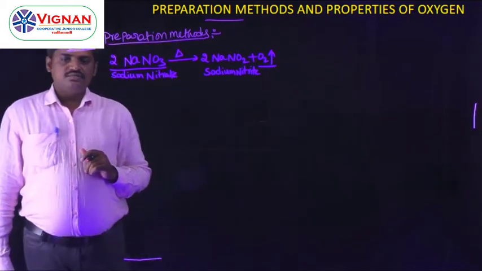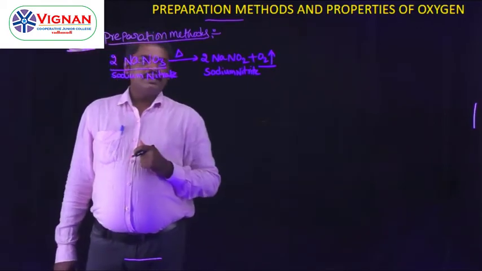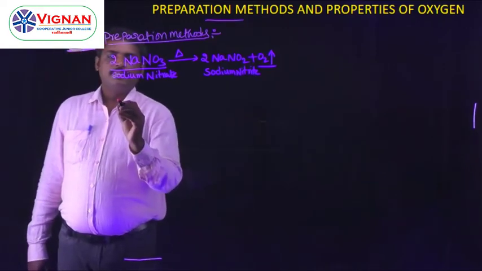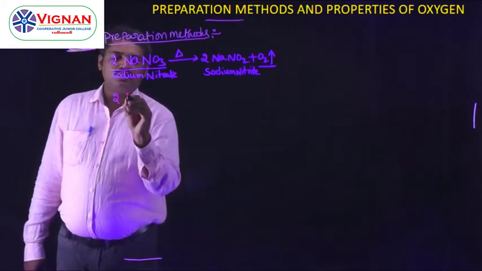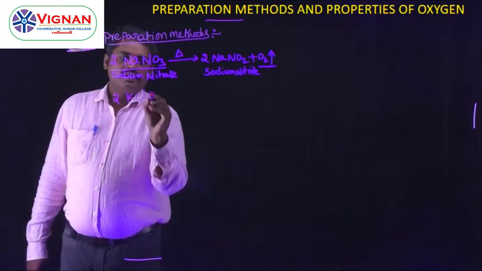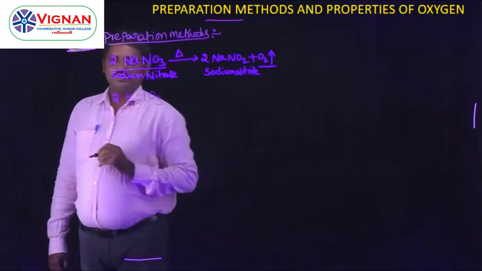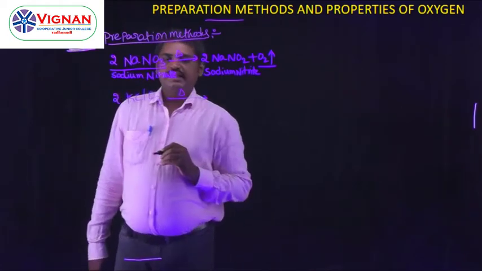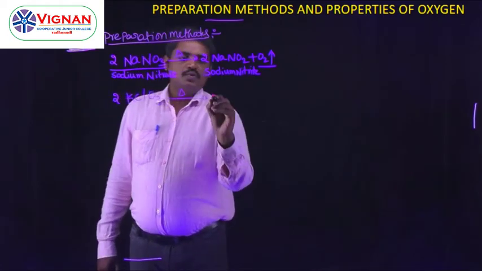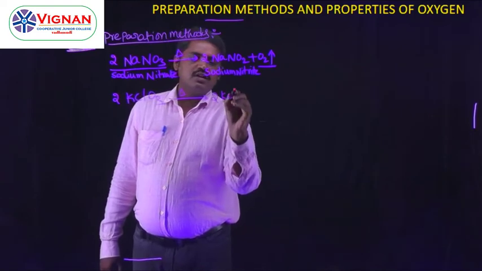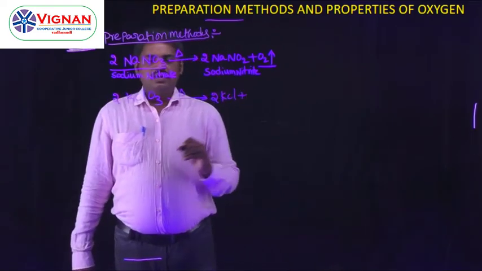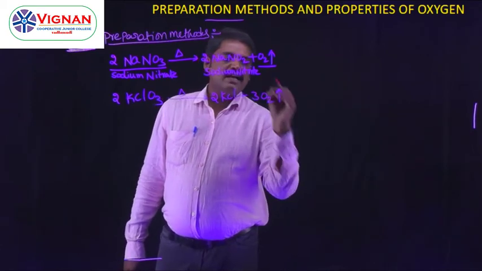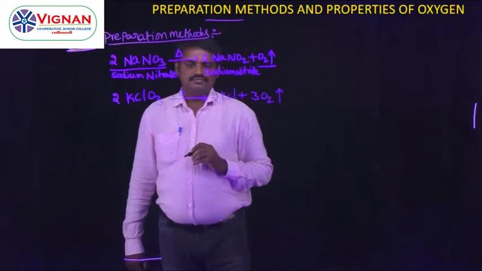The second preparation method for oxygen is the decomposition of KClO3, potassium chlorate. The thermal decomposition of KClO3 produces 2 moles of KCl, and 3 moles of oxygen gas are eliminated.